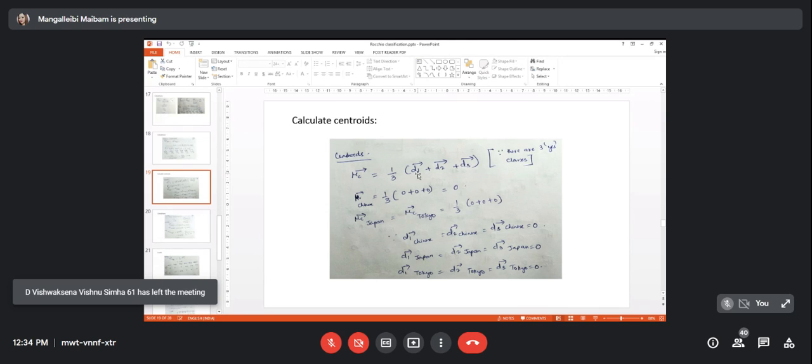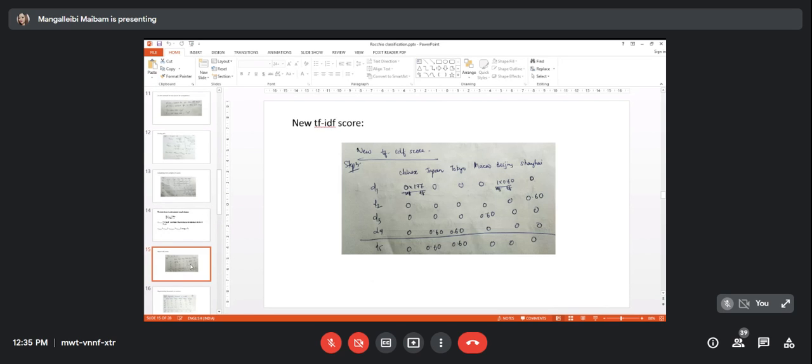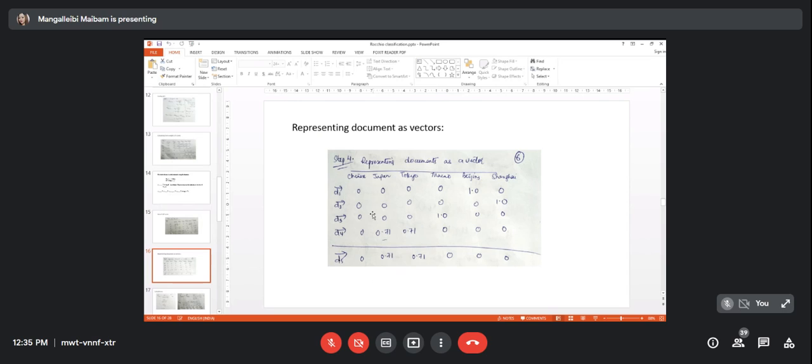So for this also we have to find for each term. That means the centroid for Chinese in the China class, the centroid for Japan in the China class, the centroid for Tokyo in the China class, like this. For Chinese in the China class, if you find the centroid, it is 1 by 3, 0 plus 0 plus 0. How does this 0 plus 0 come? You can check from your vector table. Vector table is here.